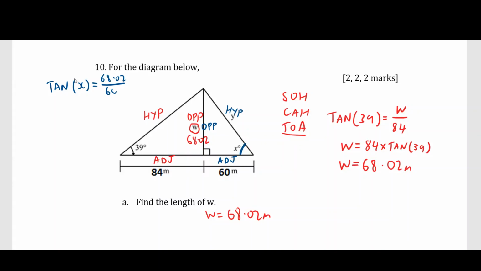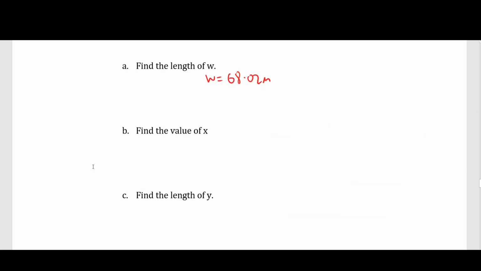68.02 over 60. X is going to be tan to the negative 1 of 68.02 divided by 60. X equals 48.58 degrees.